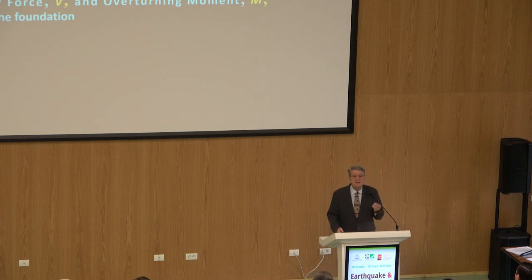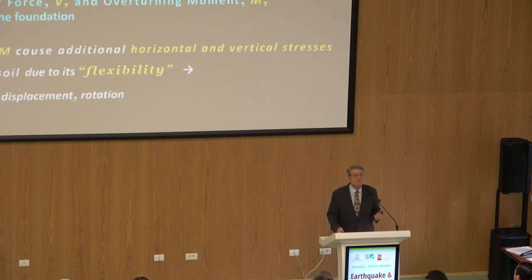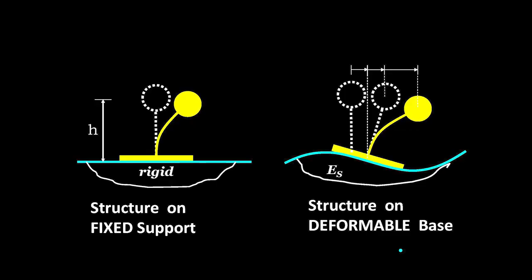Anyway, these are induced into the ground, and then this V and M produce additional horizontal and vertical stresses in the soil due to its flexibility. And this creates lateral displacement and rotation. Now, this is the typical thing. The classical non-soil structure interaction approach is to consider the structure, a simple structure here, on a fixed base, as if it was on rock, on rigid ground. Now, of course, reality is the right one.